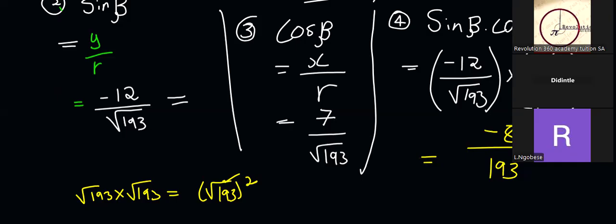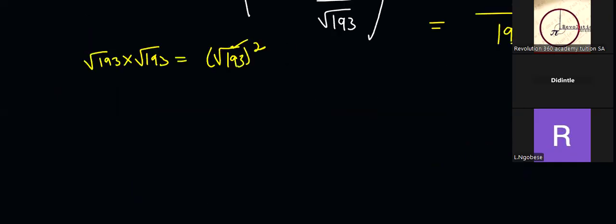Then now we continue. They want us to find the tan of beta. So remember, we are having SOHCAHTOA.